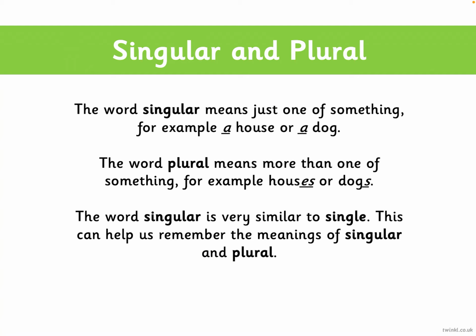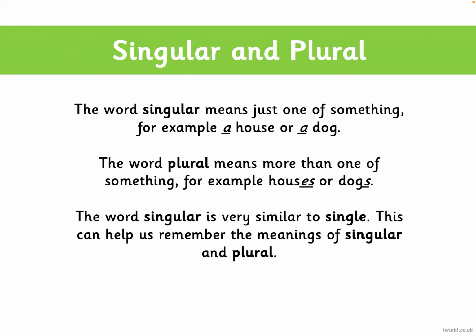So, if a word is singular, it means that there's just one of something. So for example, a house or a dog, a pen or a book. There's just one. But when it becomes plural, it means there's more than one of that thing.